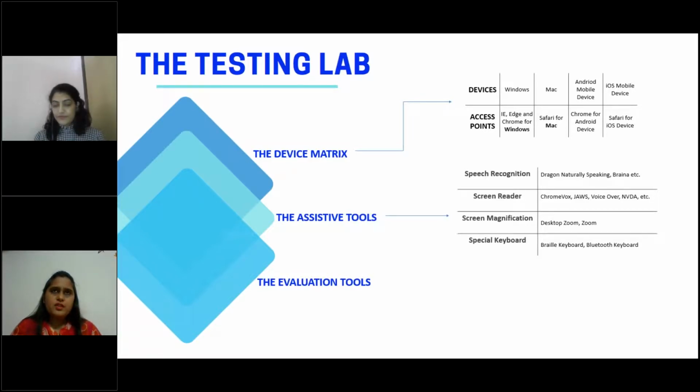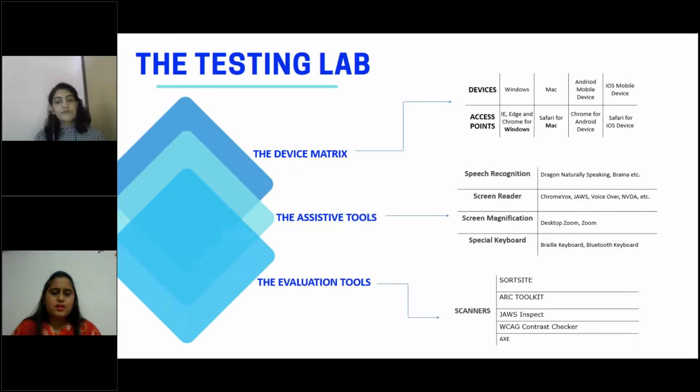And then we have certain automated tools. Actually, there are ample automated tools available. So what we have chosen are scanners like SortSite, JAWS Inspect, ARC Toolkit, SortSite Improve, and WCAG Contrast Checker. So these were some of the tools we have used to evaluate the website.